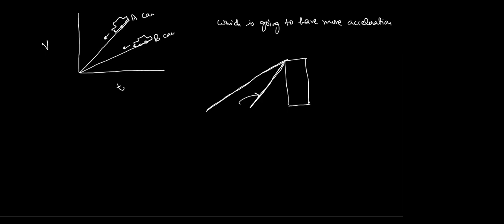So the line segment, or we can say the slope, is the graphical representation in the VT graph. The line which has more theta, more angle with the time axis, will be considered to have more accelerated motion. So we have two cars: there is theta 1 and theta 2. We can say that theta 1 is greater than theta 2, so car A has more acceleration than car B.